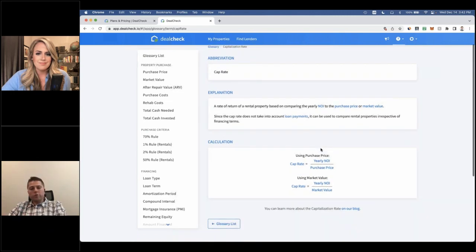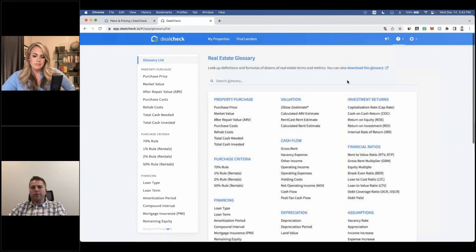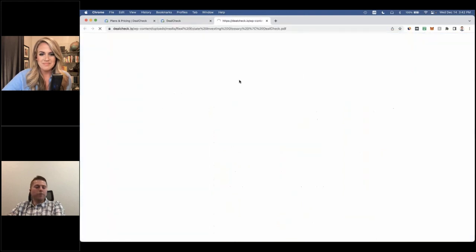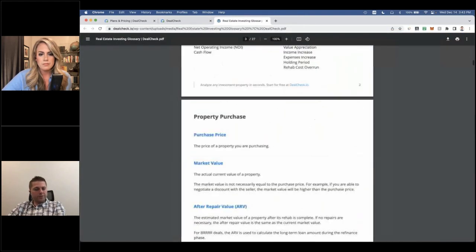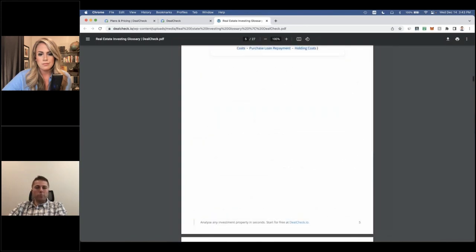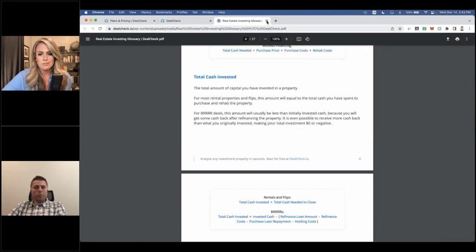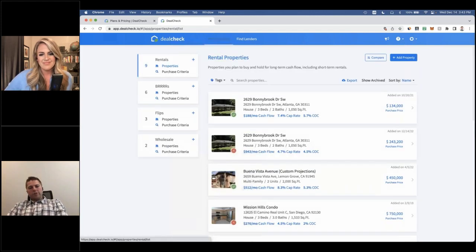So I would encourage everybody to read the glossary. We actually have a downloadable version of it. There's a link right here where you can download a PDF that has all of these terms with all of the formulas, so you can save it offline, take it with you, or even print it out. And all of this is always available to you online or through the mobile app. So we're big believers in education.